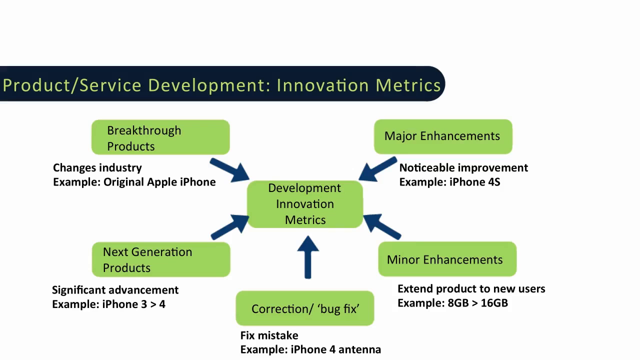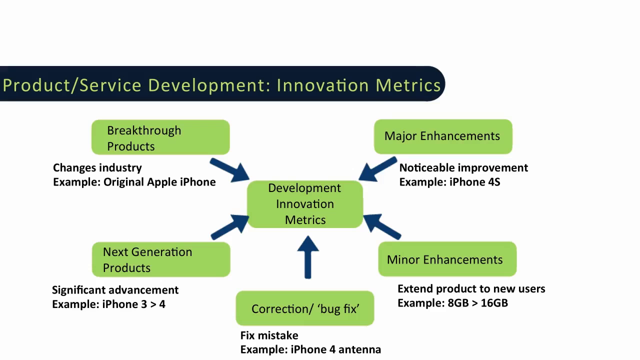Breakthrough products are those that change an industry, as the original Apple iPhone did when it launched in 2007. Cell phones never looked the same after the introduction of the first iPhone. Next generation products are significant advancements, such as Apple's move from the iPhone 3 to the much more powerful and elegant iPhone 4.